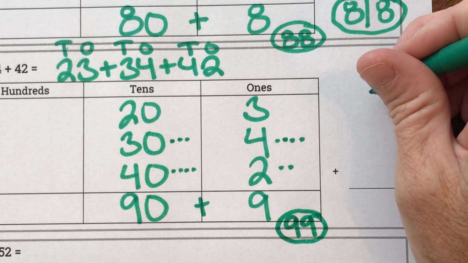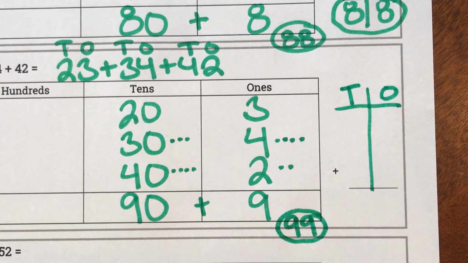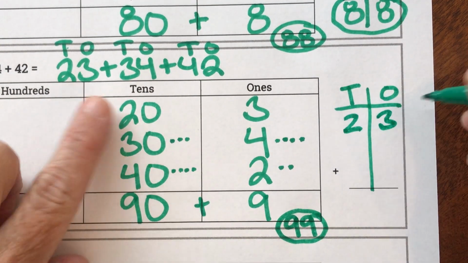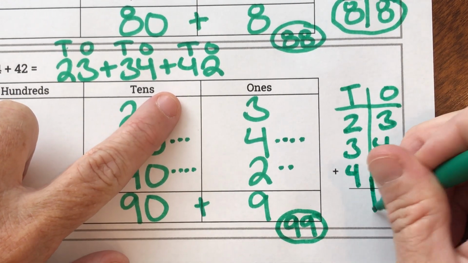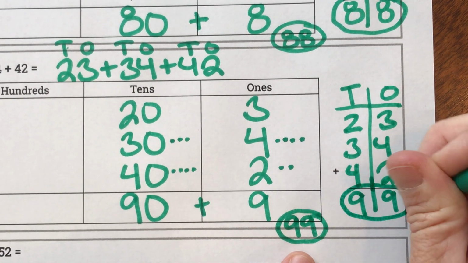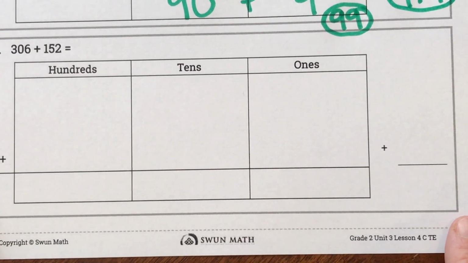If we put this in working form, remember working form means we don't decompose the number. So we have 23, 34 and 42 are our add-ins, and our sum would be 99. That's what it would look like in working form. Okay, let's do our last one together.